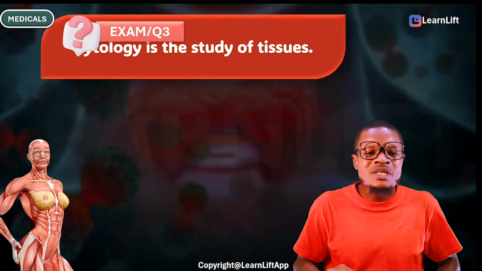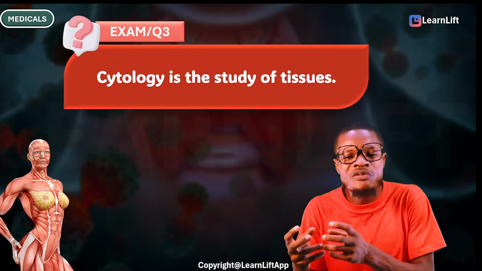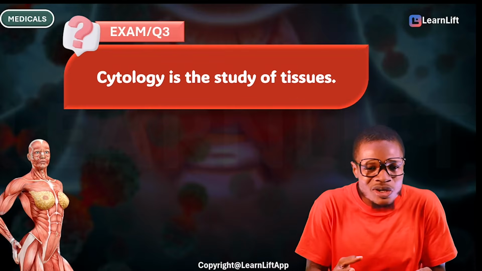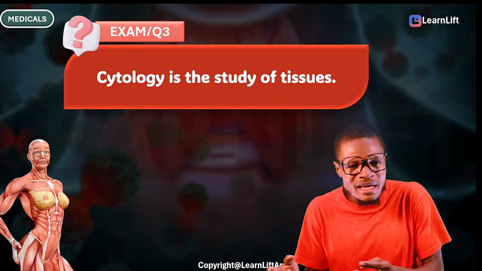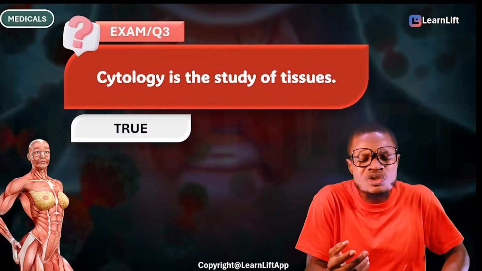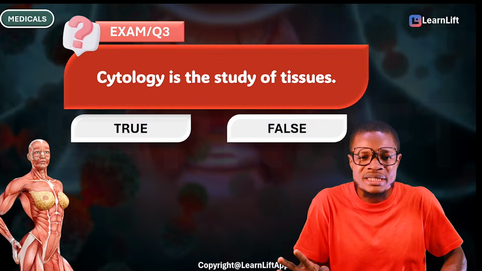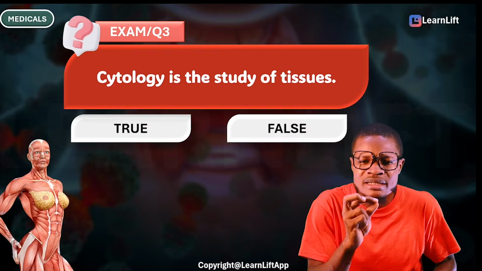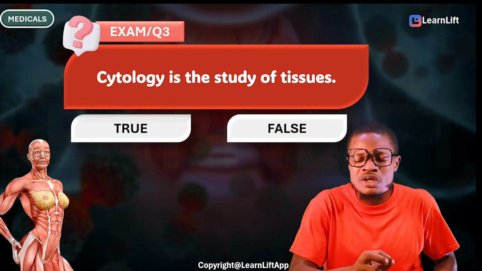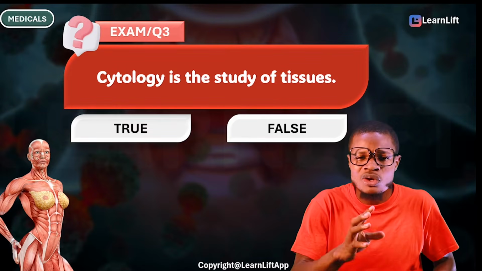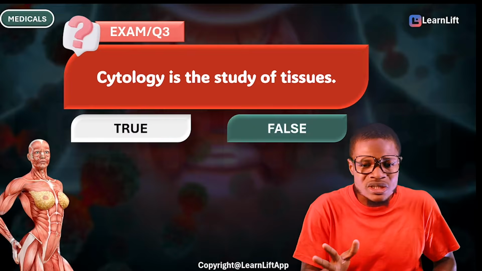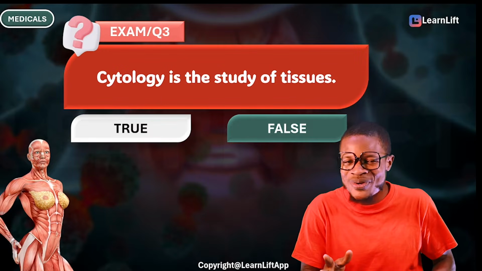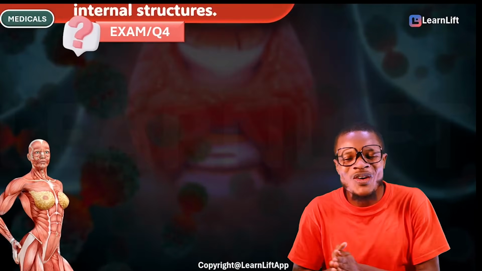Our beautiful question 3 says cytology is the study of tissues. Cytology is the study of tissues. Oh yeah, is it correct? Option A says true. Okay, true or false? What's the correct answer? Cytology. When you hear cytology, it has nothing to do with tissues. That's your cells. The study of cells, the structures, the functions, and everything about cells is called what? Your cytology. That makes false the correct answer to this question. Let's go, bro. Next question, question 4.